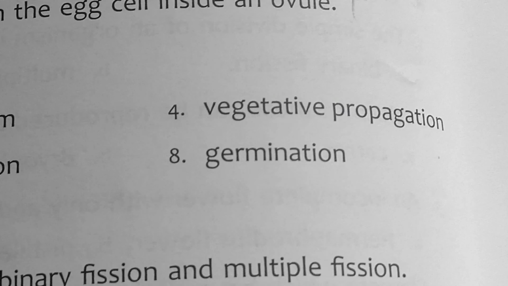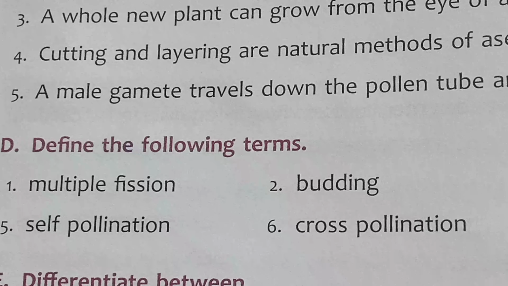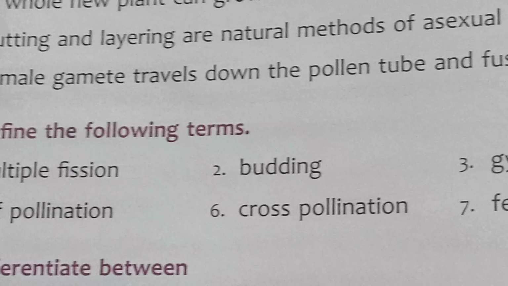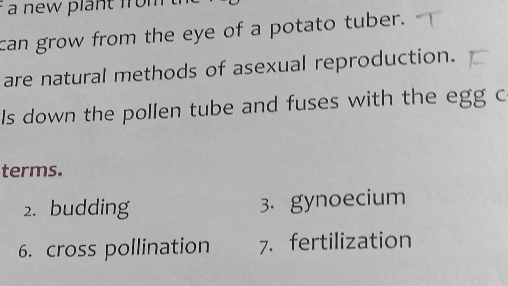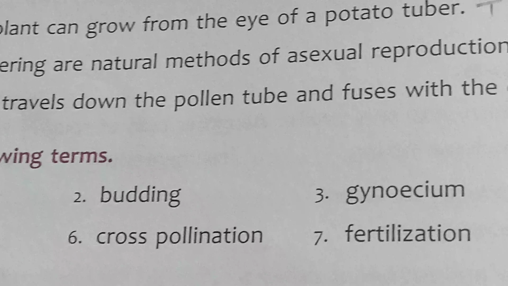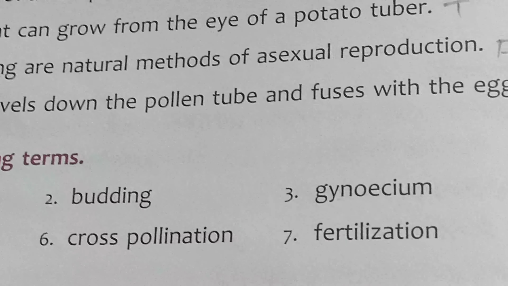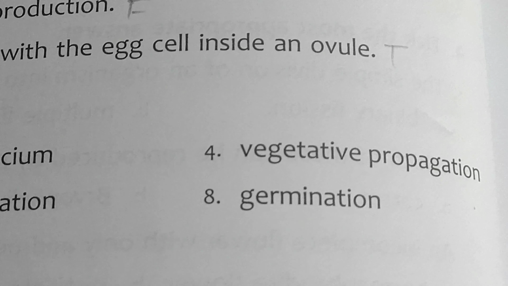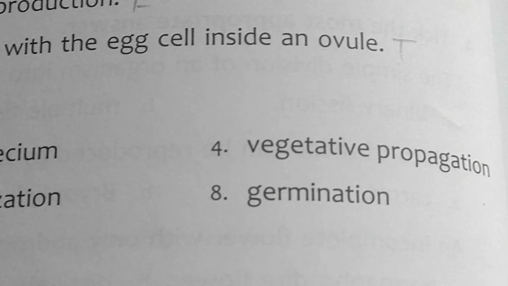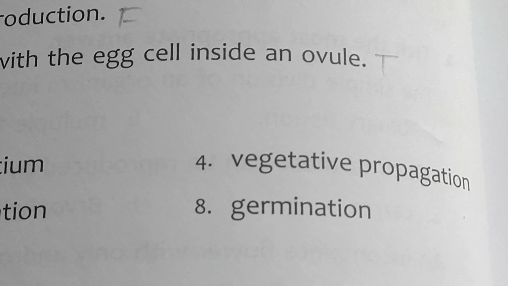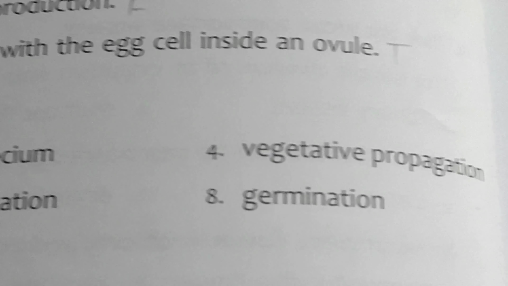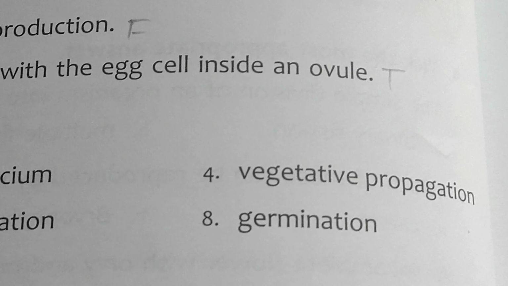Cross-pollination. When the pollination takes place between two flowers of two separate plants, then it is known as cross-pollination. Fertilization. Fertilization is a process where the female gamete is fused with the male gamete and forms a single cell that is known as zygote. What is germination? Germination is a process whereby a dormant seed becomes active after getting favorable condition and starts to grow into a new plant. That is known as germination.